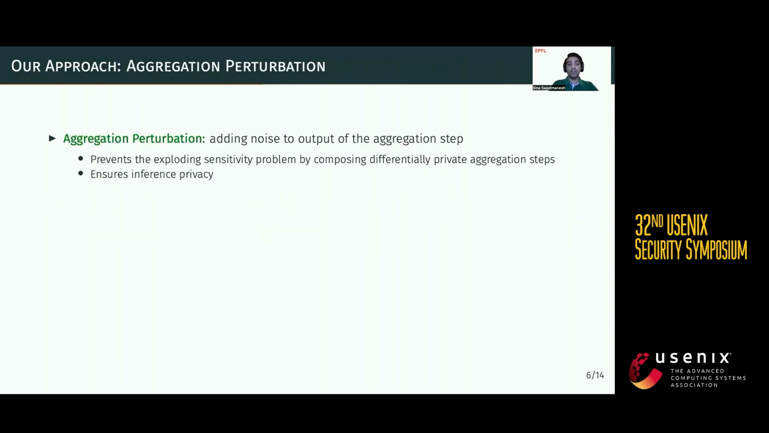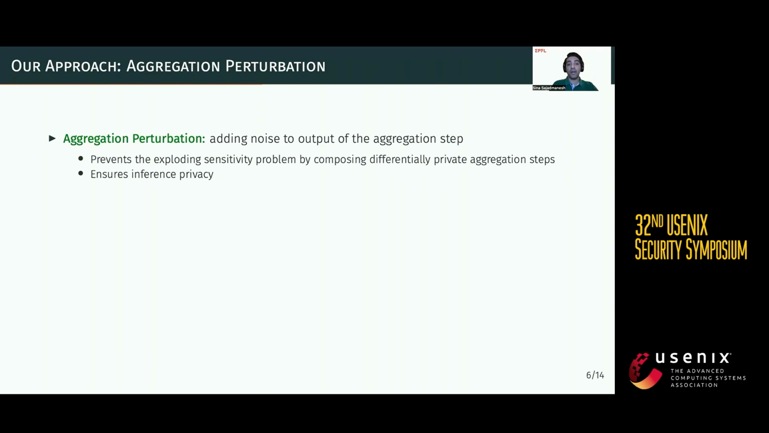So to tackle both of these challenges, we propose aggregation perturbation, which basically means that we add noise to the output of the aggregation steps of the GNN instead of its gradients. This can prevent the exploding sensitivity problem because we're not delaying the noise addition to the end, but we add noise immediately after every access to graph data to make it DP.